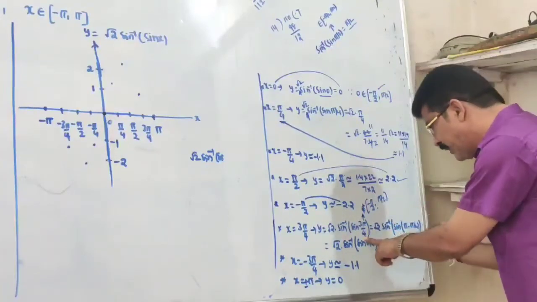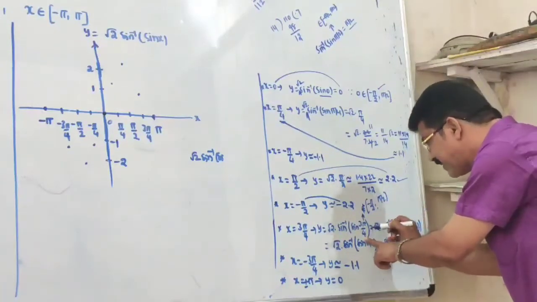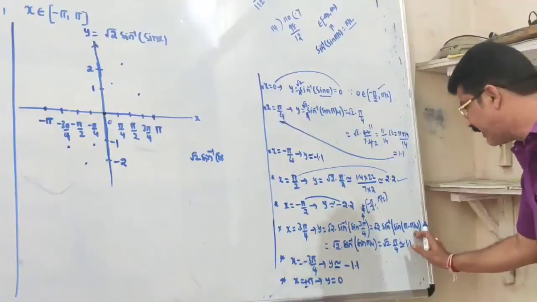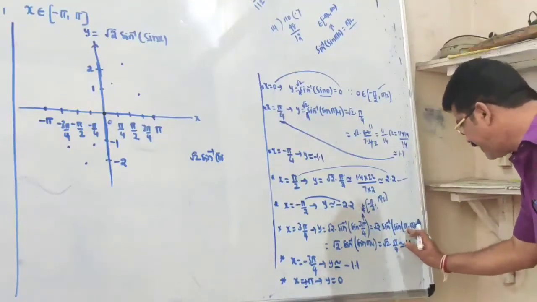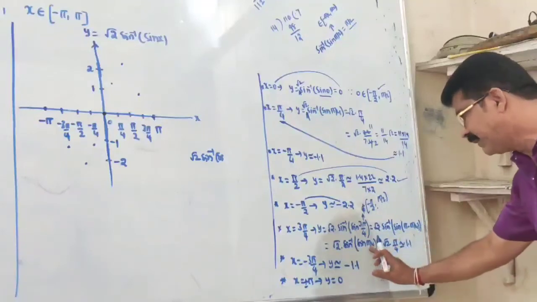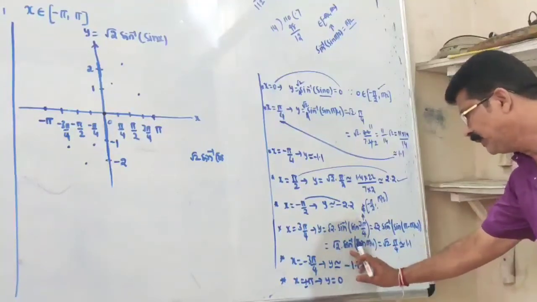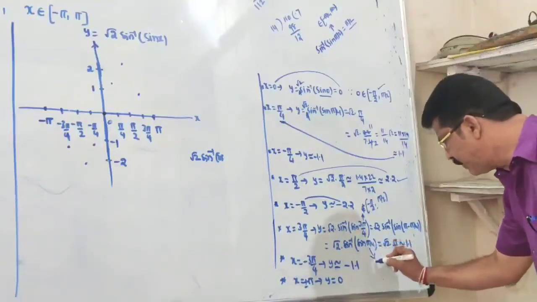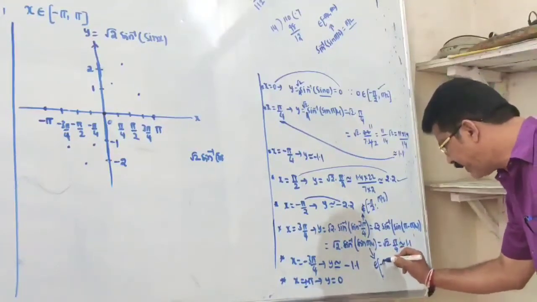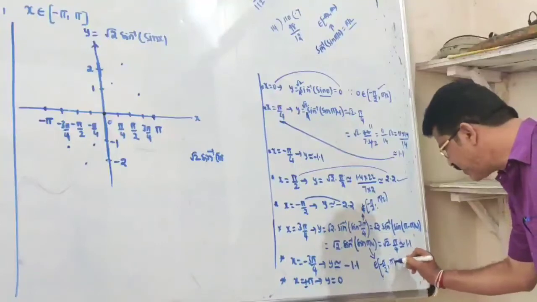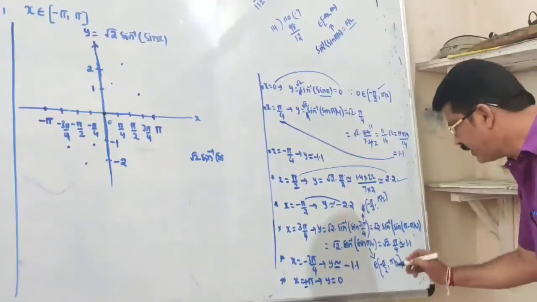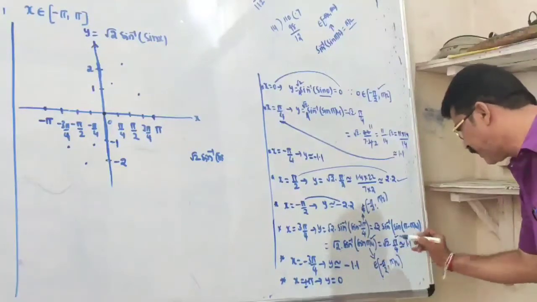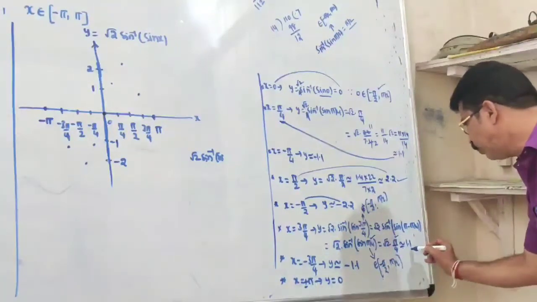That's why 3 pi by 4 can be written as pi minus pi by 4 without loss of generality. After that, sine of (180 minus theta) equals sine theta. Therefore, root 2 into sine inverse of sine pi by 4. This pi by 4 belongs to the closed interval of minus pi by 2 to plus pi by 2, so we can write directly pi by 4. Thus root 2 into pi by 4 is approximately equal to 1.1.